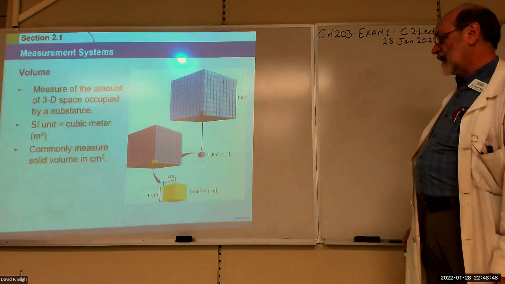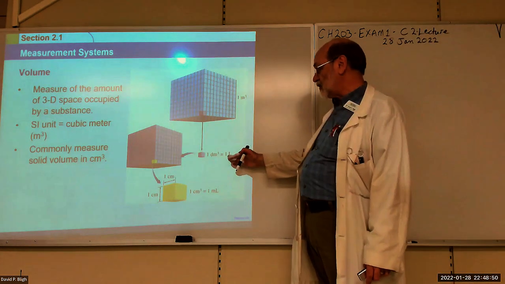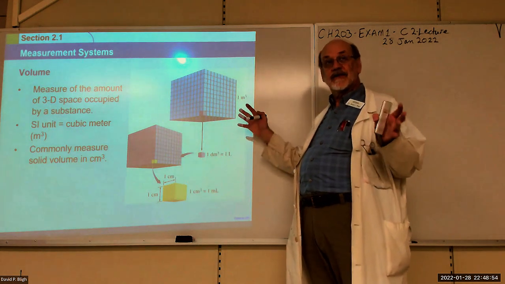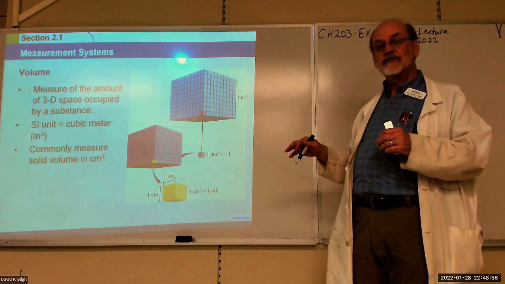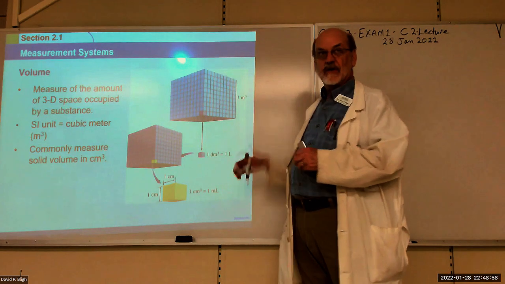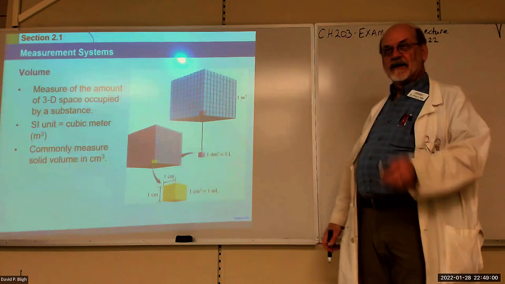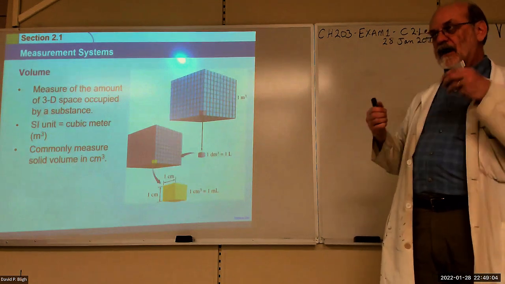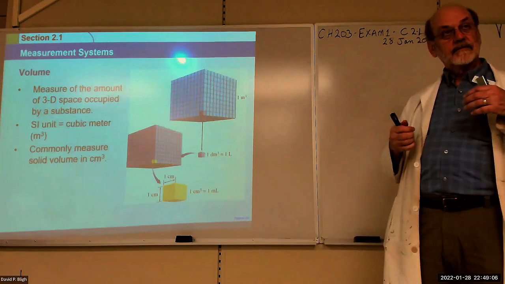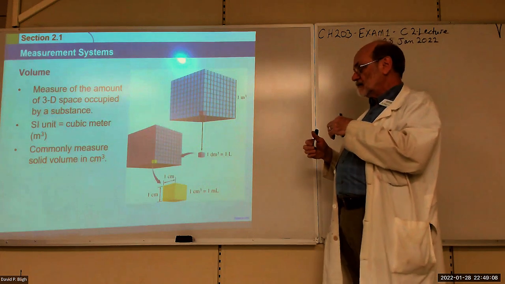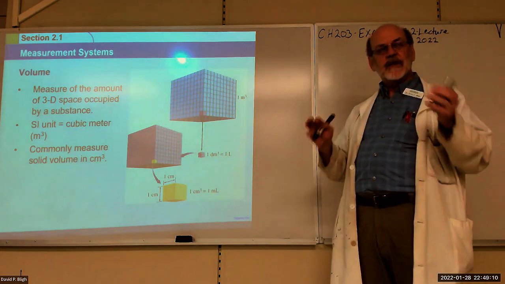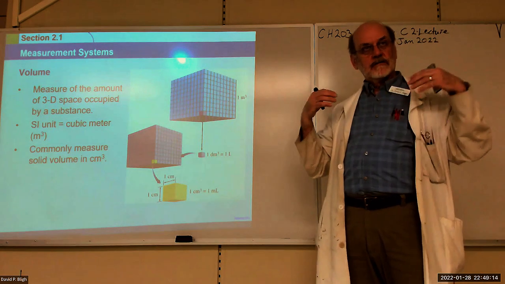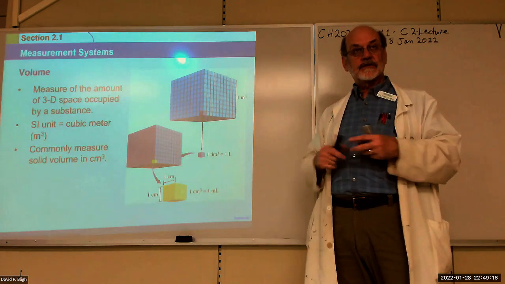Let's see. These are derived units: the liter, cubic meter, milliliter, cubic centimeter. They're all derived. They're not fundamental. The fundamental unit is a meter. But that's the value of the SI system, that all units are interchangeable. I mean, they can be derived, and the calculations can give you other derived units.